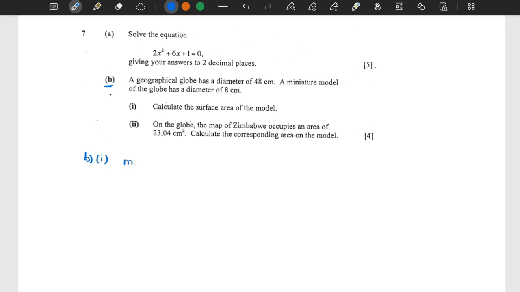So again, we have model and we have the globe, right? We know that the model has a diameter of 8, while the globe has a diameter of 48 centimeters, right? Simplified by 8, that's 1:6, right? But here we are asked to find the surface area of the model.